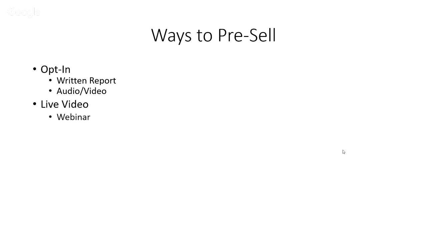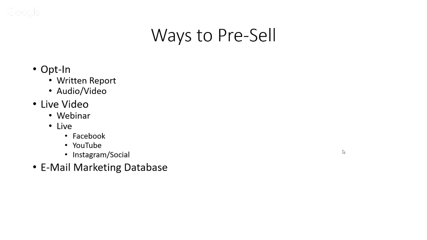Now, here's some ways to pre-sell. You can obviously get people to opt in, right? You can opt them in using a written report, an audio, video, or some kind of way, and you can pre-sell them based on what it is that they're going to be wanting. You can also do this by live video. You're seeing this more and more, right? You're seeing webinars, you're seeing live on Facebook or YouTube. People are doing their pre-selling there, doing it on Instagram or social media. They're doing it through their email or their email marketing database.